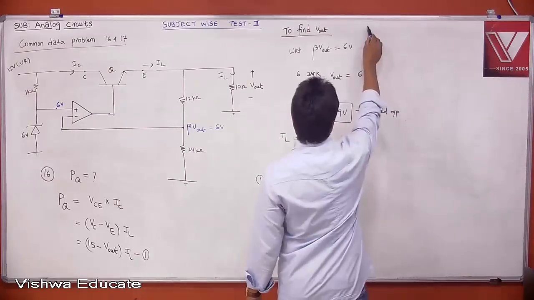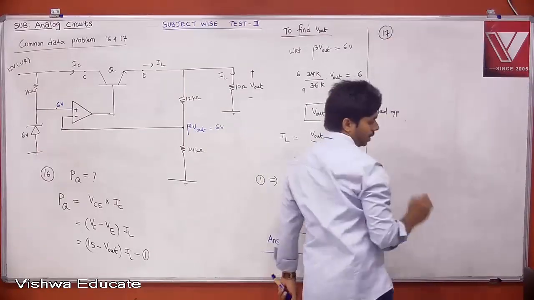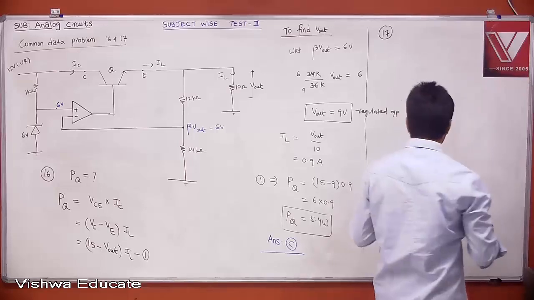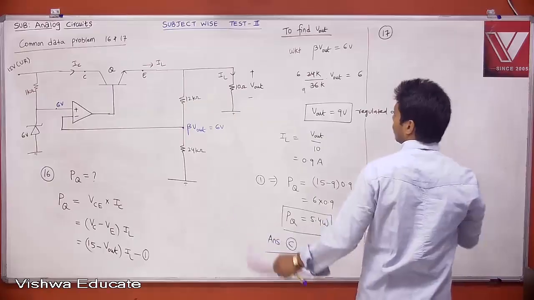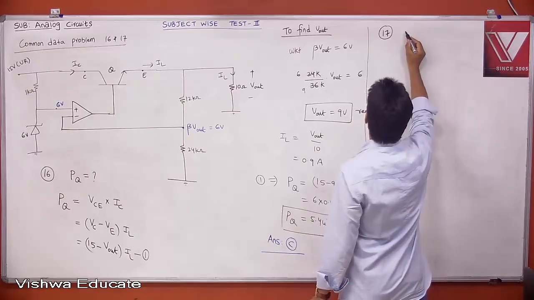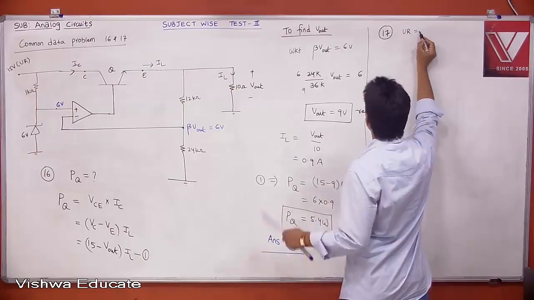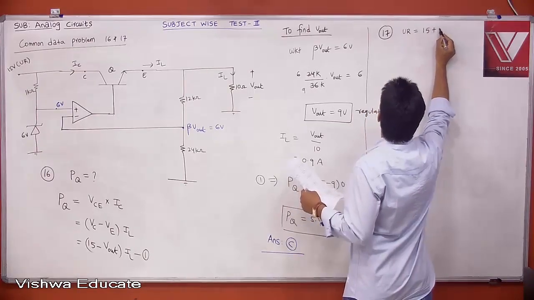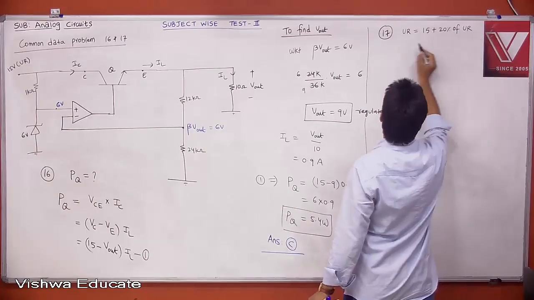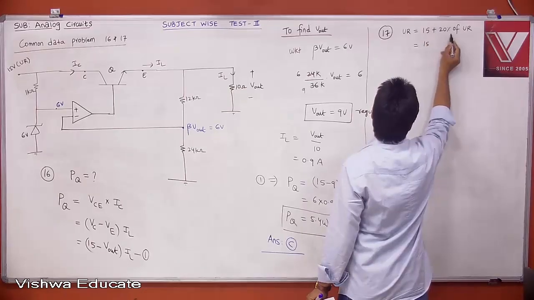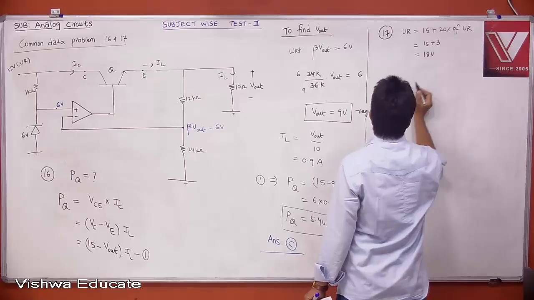What is problem number 17? What is it saying? If the unregulated voltage increases by 20%, therefore, if your input, the voltage at collector, the unregulated voltage, is increased by 20%, then it is 15 plus 20% of 15, which is 3, which is nothing but 18. Therefore, your input is becoming 18.